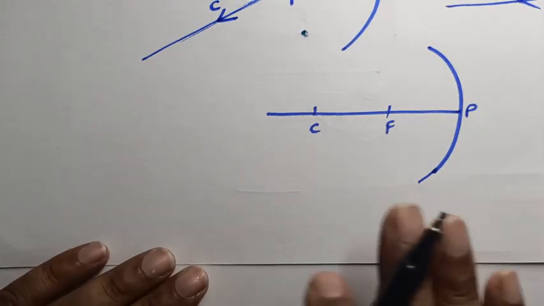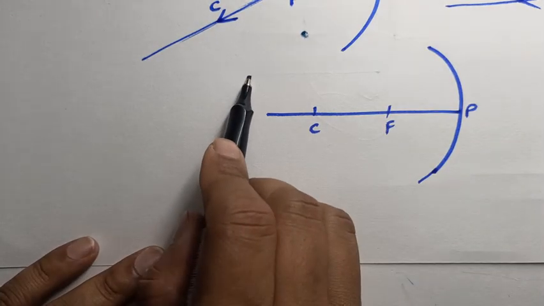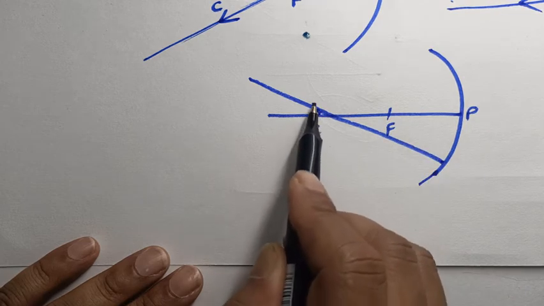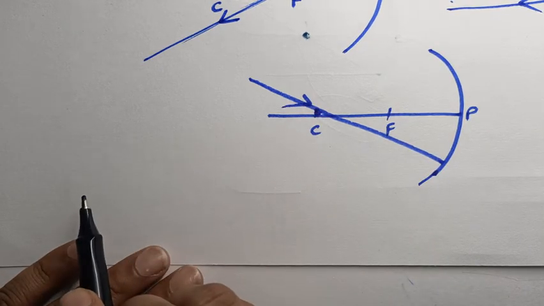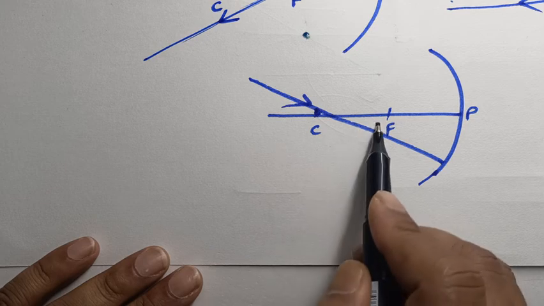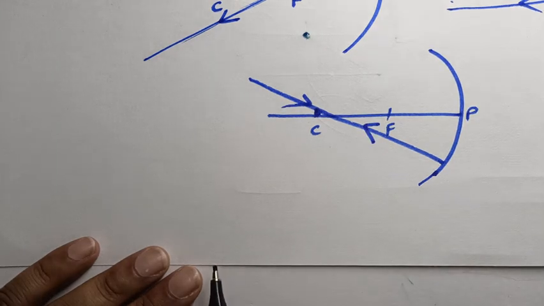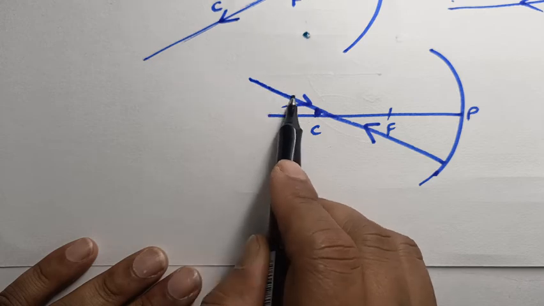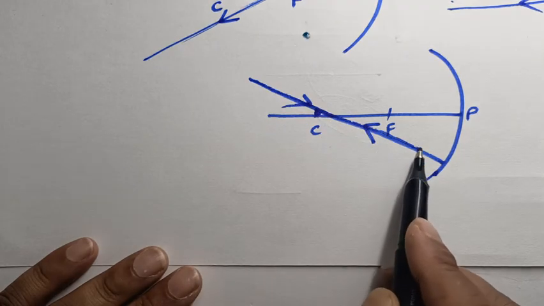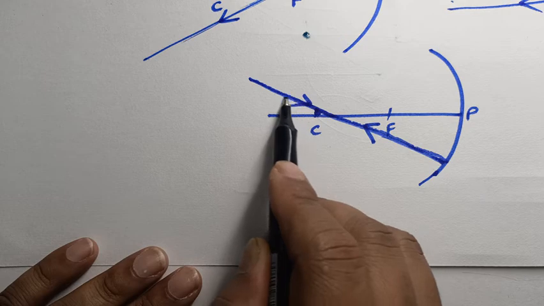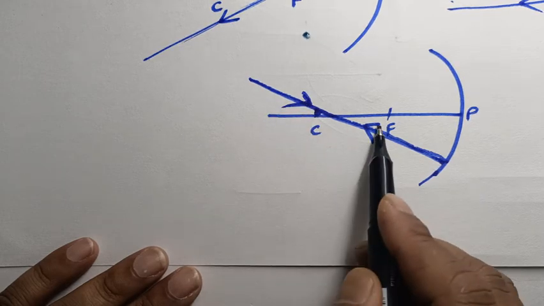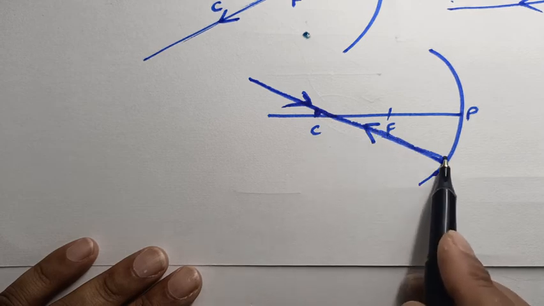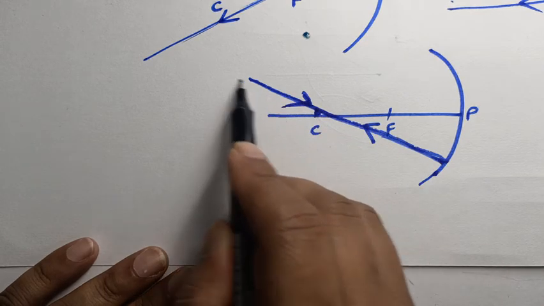See, this is a little different. A ray of light which passes through the center of curvature. See, you can see here the ray of light is passing through the center of curvature. After reflection, it will follow the same path back, right? That means the ray of light is coming this way and passing through the center of curvature. After reflection, it will go back the same way it came. A ray of light which passes through the center of curvature follows the same path back.